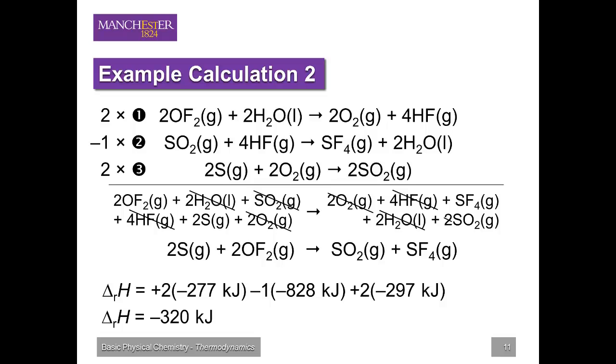Given these 2 examples, you should be equipped to perform the very vast majority of Hess's law calculations that should come your way.